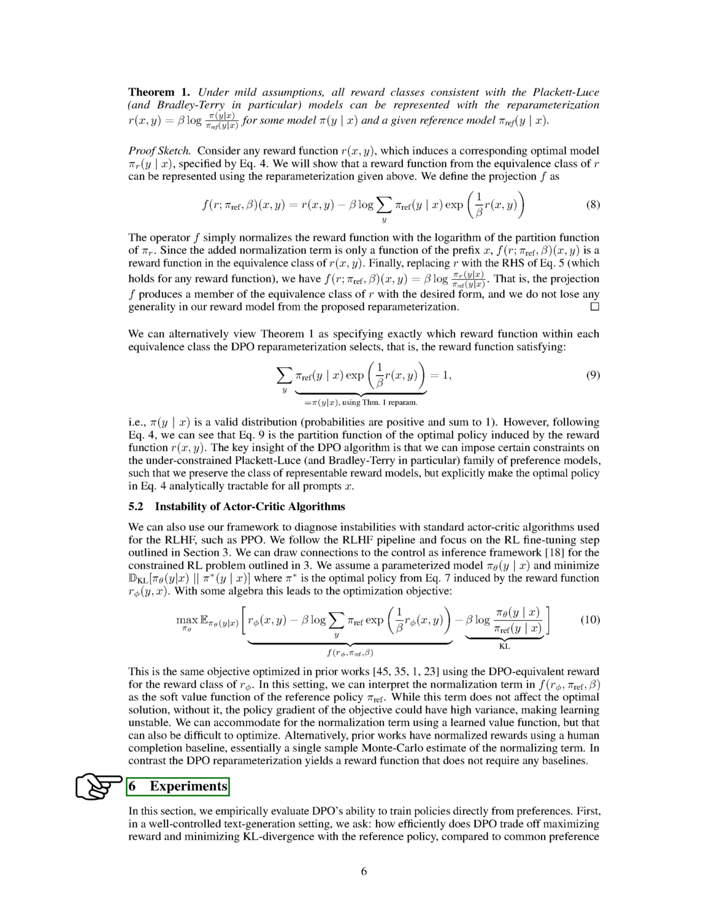Now, let's move on to the experiments. We'll be evaluating DPO's ability to train policies directly from preferences. We'll start with a controlled text generation setting and ask, how efficiently does DPO balance maximizing reward and minimizing KL divergence with the reference policy, compared to common preference learning algorithms like PPO?